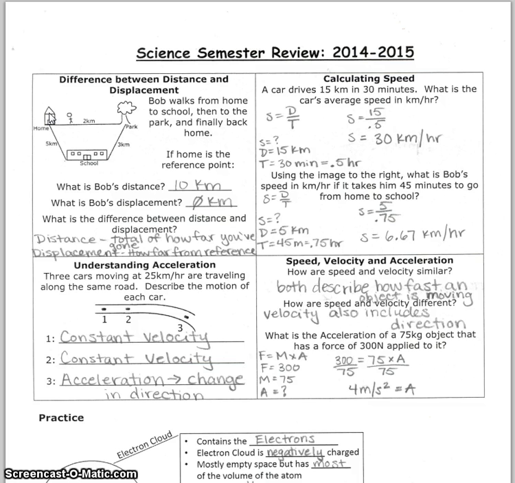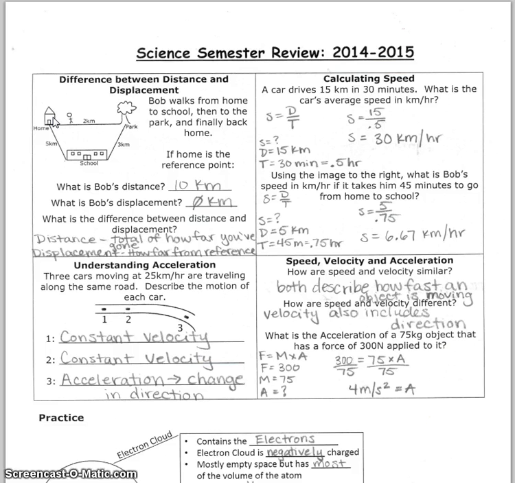Bob's displacement is 0 kilometers because he started and ended at the same point. So he ended 0 kilometers away from where he started from. The difference between distance and displacement is that distance is a total of how far you've gone. So 5 kilometers plus another 3 kilometers plus another 2 kilometers. So you continue to add on more and more and more to your distance, and that's why distance always goes up.